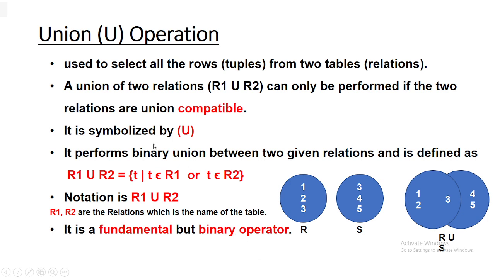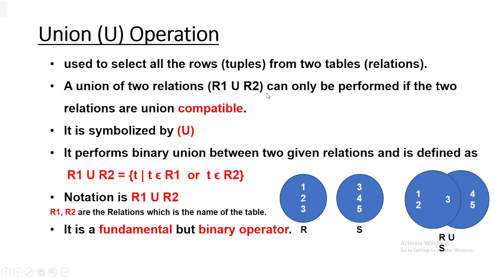In a union operation, it is used to select all the rows or tuples from the two tables or relations. Binary operators are performed on two relations, whereas a unary operator is performed on only one relation. So union of two relations is represented as R1 union R2. Here R1 and R2 are the relations.